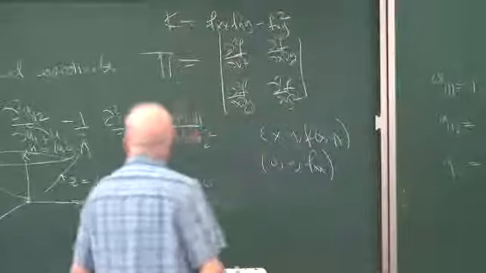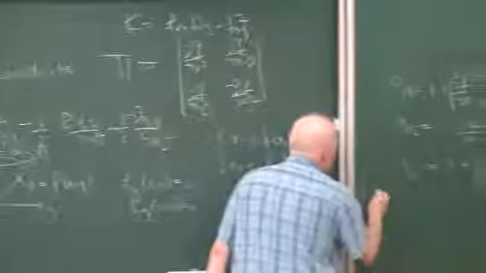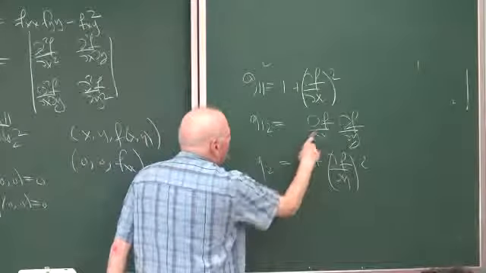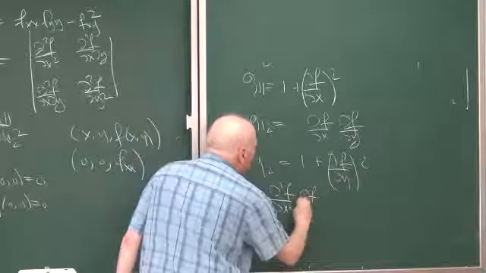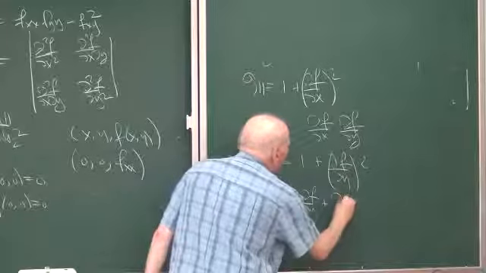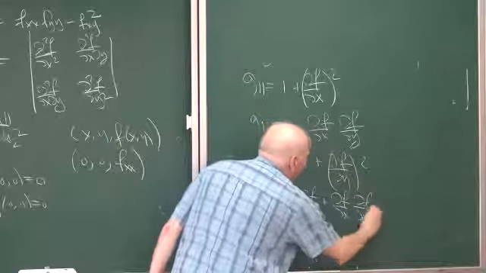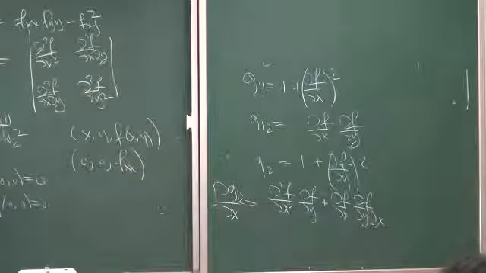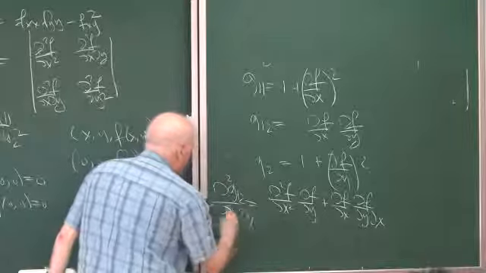Okay, so now let's do the partial of g12. g12 with respect to x is the partial of f with respect to x, partial of f with respect to y, partial of f with respect to x, partial of f with respect to y with respect to x. That's g12 with respect to x. I have to do g12 with respect to y. Let's see if we can do it in the head.